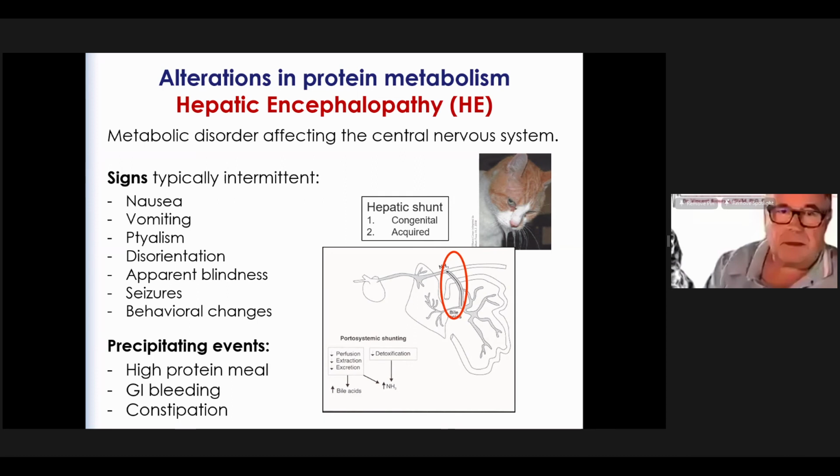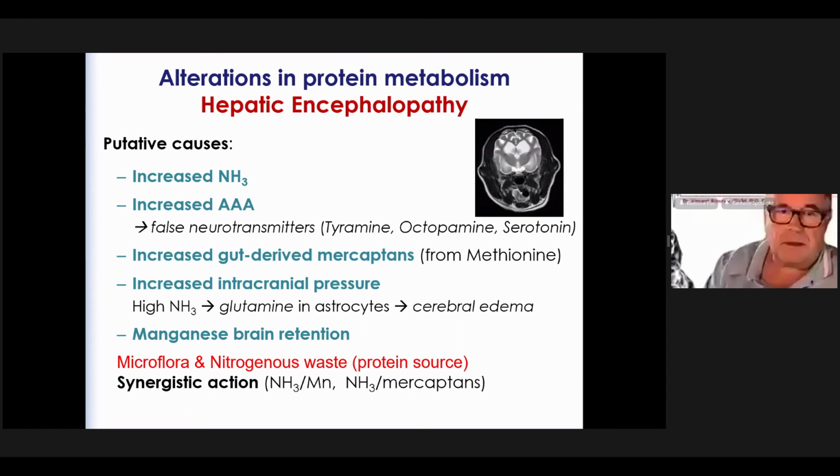What is the cause of hepatic encephalopathy? This is obviously a toxin, but the exact mechanism is still not completely understood. What we know definitively is that ammonia has something to do with it, because in every case of a patient with hepatic encephalopathy, the level of ammonia in their blood is higher. But the highest level of ammonia doesn't mean the highest clinical signs, so ammonia is not the only cause.